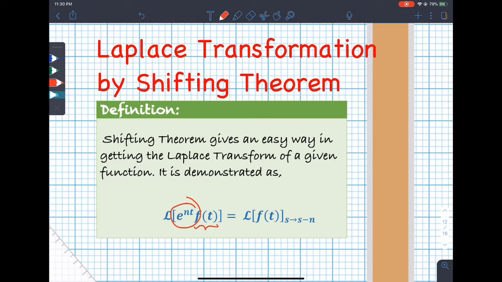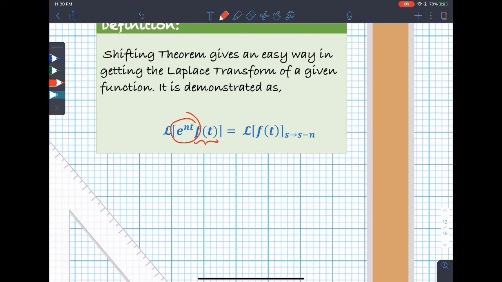In doing so, we have to first get the Laplace transform of this function, and then afterwards we're just going to shift the Laplace transform by n units. In short, we're just going to change all s into s minus n. So all s into s minus n. That is our shifting theorem.